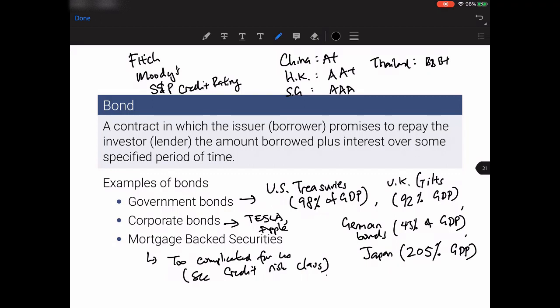And lastly, we have South Africa, and they have BB+. So BB+ and below are typically called junk bonds, speculative. So the likelihood that you can actually recover your interest payments and principal is quite low, but they offer a really high investment return.